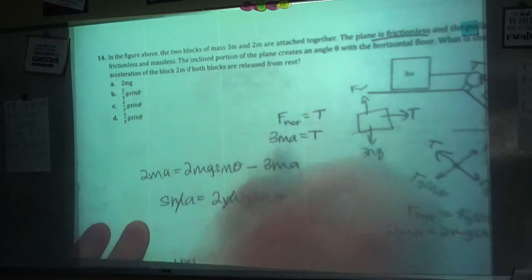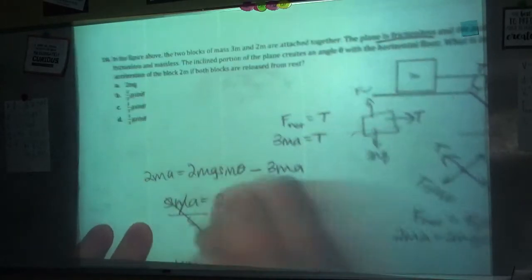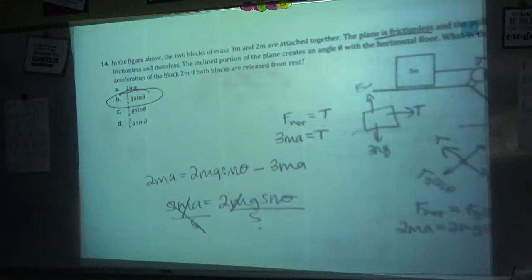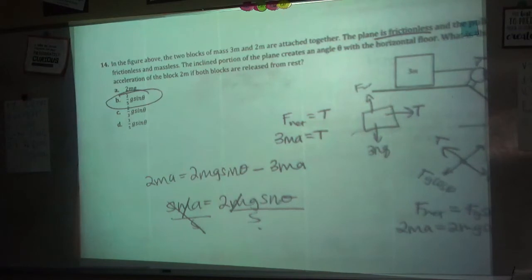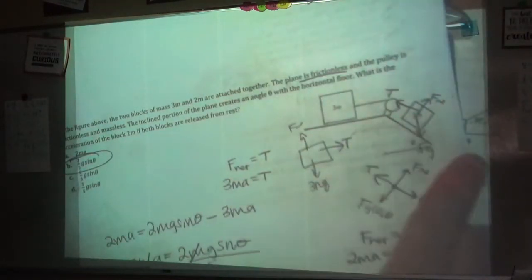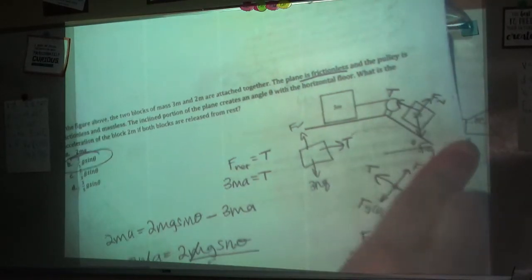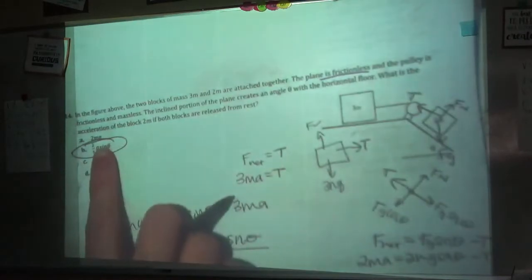M's cancel, and then divide the 5 over. So 2/5 g times sine of the angle. 2/5 g times sine of the angle is B. And we always check and think through, is this reasonable? Yes, it is, because the reason it's being pulled down is the 2m times sine of the angle, and then that's divided over the total mass of 5m.